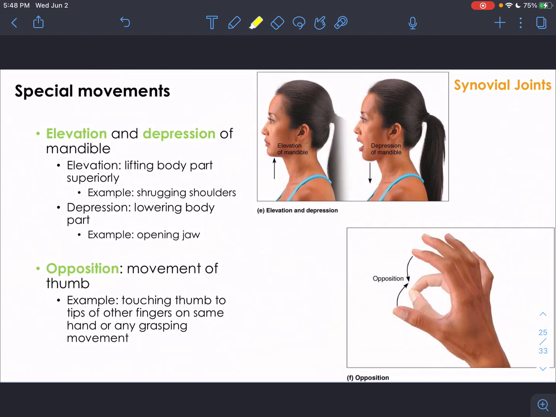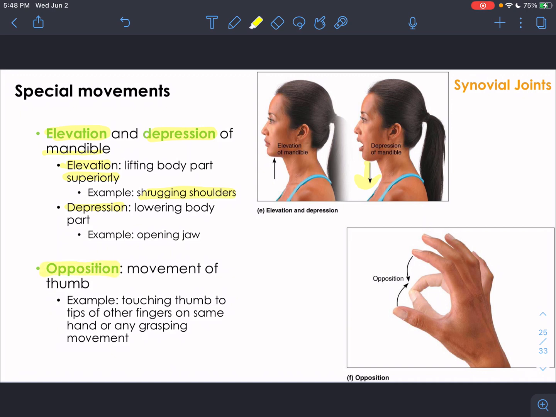And then the last types of special movements, we have elevation and depression. This is an example of, you can have your mandible, but it can be other areas too. So this picture shows your mandible. Elevation is lifting something superiorly. Depression is lowering it, so making it more inferior. So your mandible can do this. If you close your jaw, that's elevation. Open your jaw, that's depression. Your shoulders can also elevate. If you were to shrug your shoulders up towards your ears, that's elevation. Depression is relaxing your shoulders down.